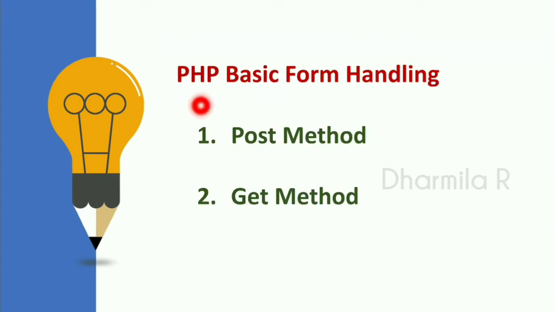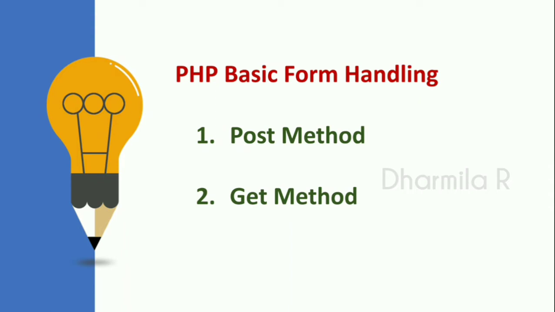So here we have PHP basic form handling. We have two methods. One is the post method and the other one is the get method. As I said, the form will be created using HTML code and all the details will be gathered with the help of HTML form controls. When the user clicks on the submit button, at that time this PHP code will be activated. That is, form handling will be activated. This PHP code will send the data to the server. It is sent in two different ways. One is the post method and the other one is the get method.